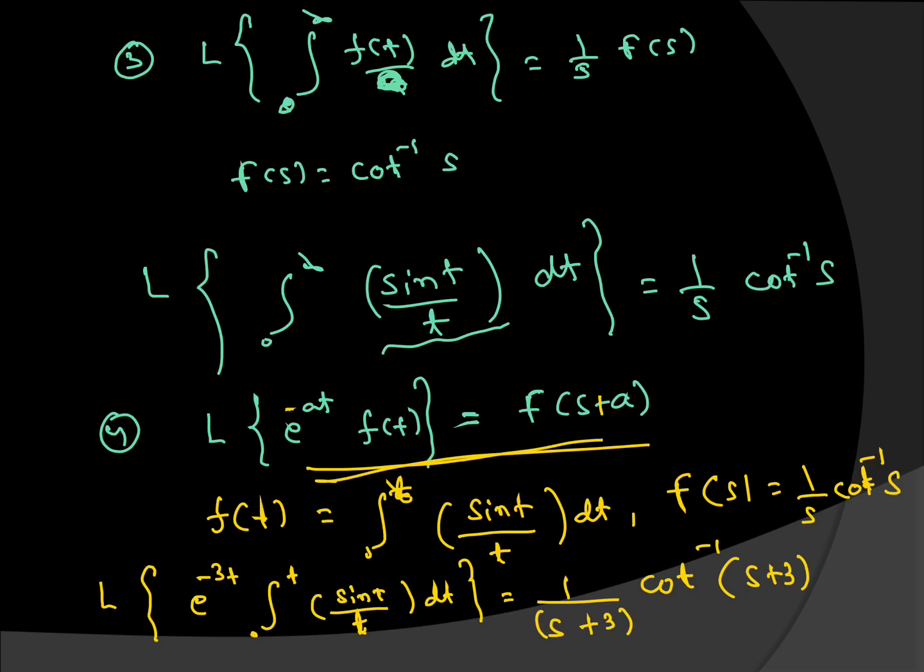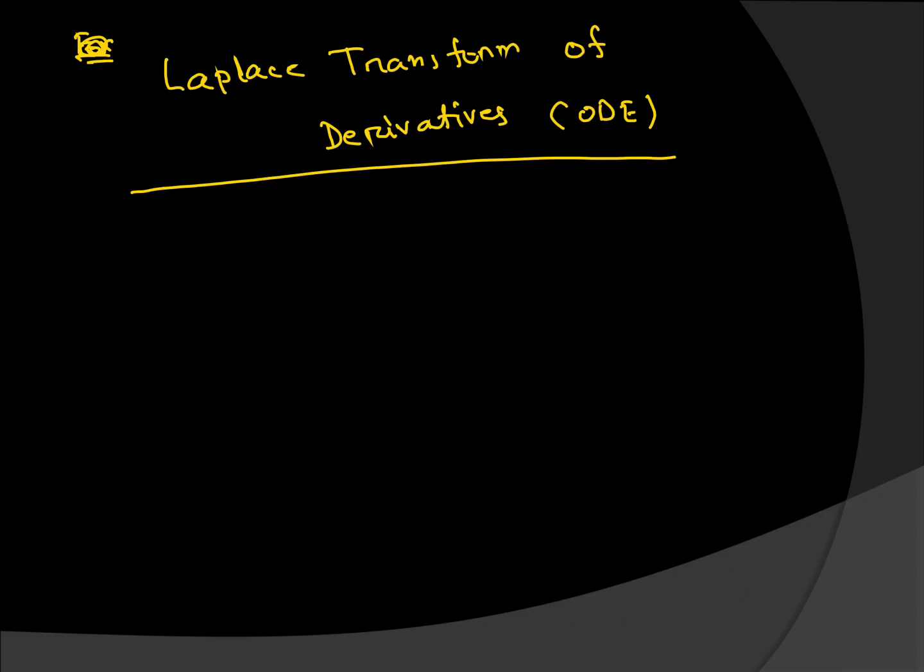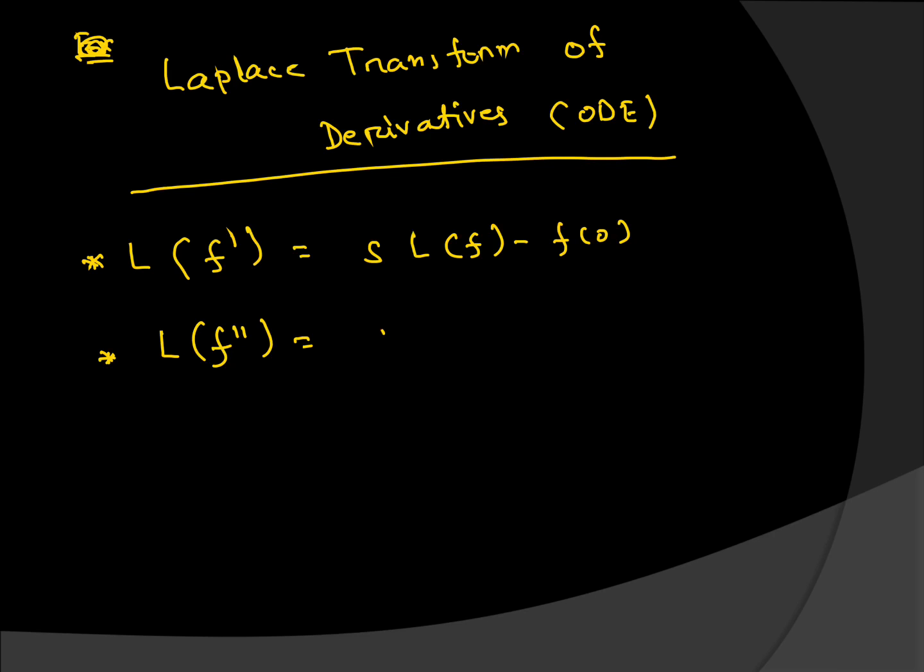Then Laplace transform of derivatives, ordinary differential equation. Laplace of f dash is equal to s into Laplace of f minus f of 0. And Laplace of f double dash is equal to s square L of f minus s into f of 0 minus f dash 0. How will you get this second term?